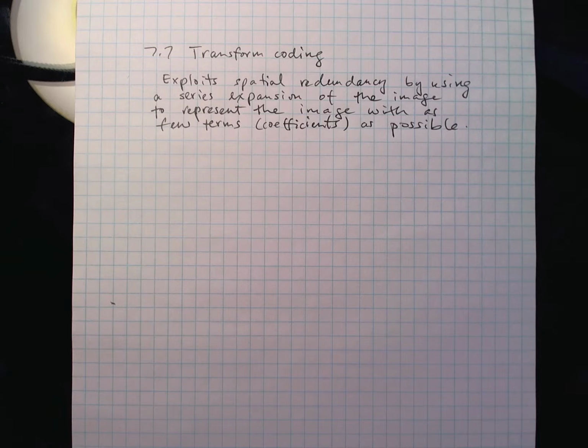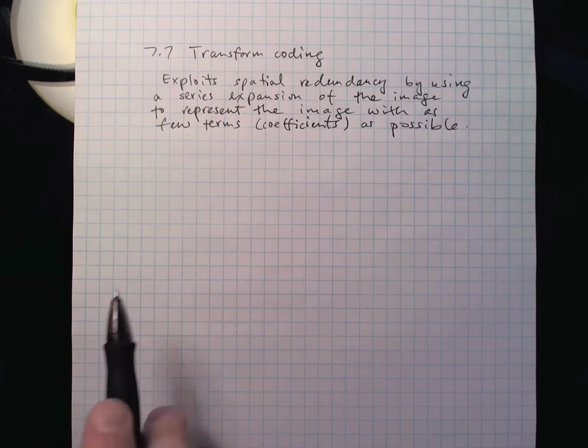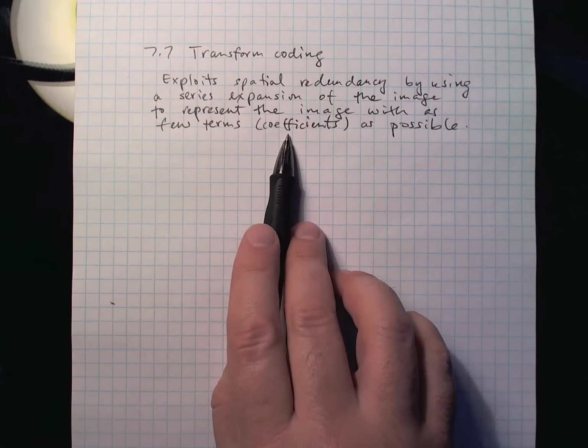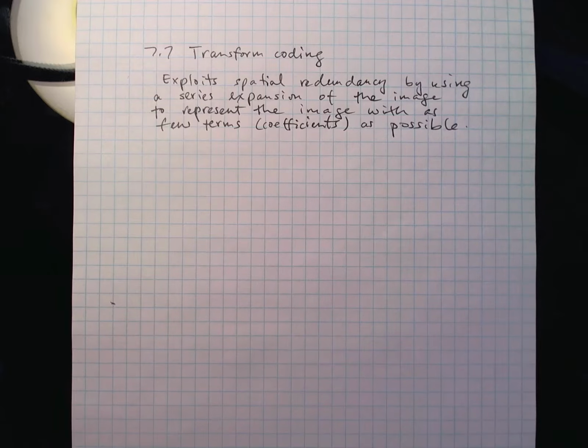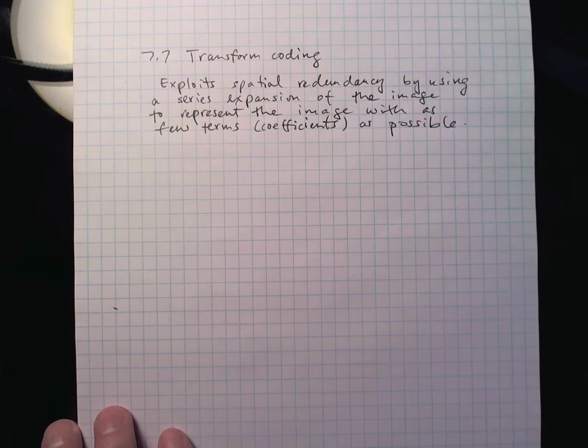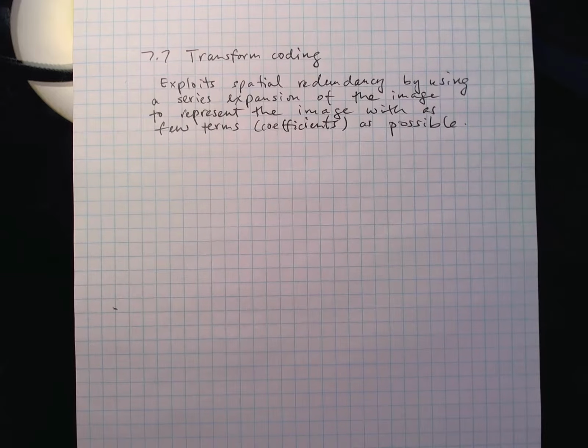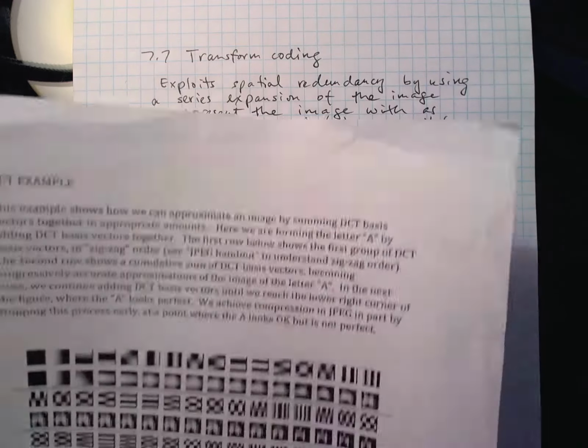A series expansion of the image to represent the image with as few terms of the series as possible. And we actually represent the image by the coefficients of the terms. So that'd be like, in the case of a Fourier expansion, it would be the Fourier coefficients. Now, before I launch into the first approach, let me jump way ahead to see how this works in an example.